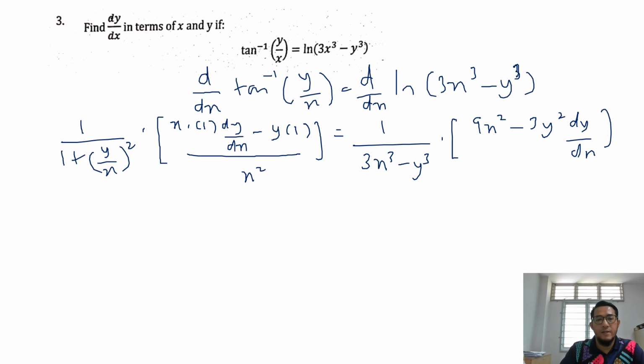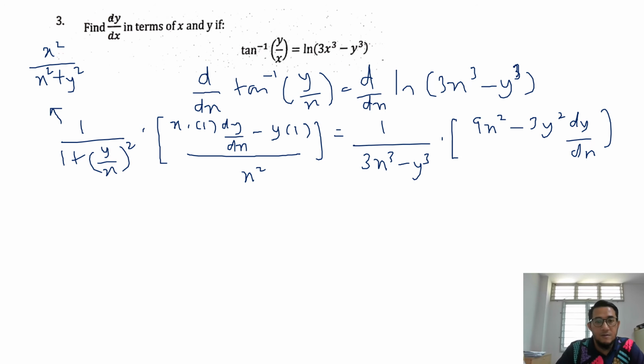Okay, alright, and then I think for this part you have to simplify. If you simplify this, if you simplify this part, 1 over 1 plus (y over x) squared, you should get x squared over x squared plus y squared.